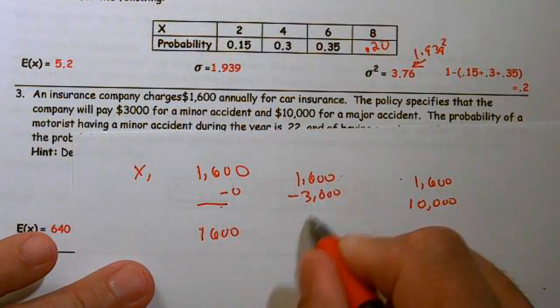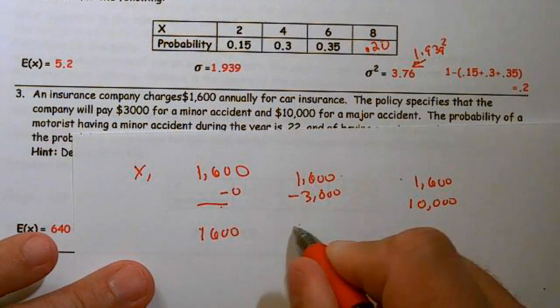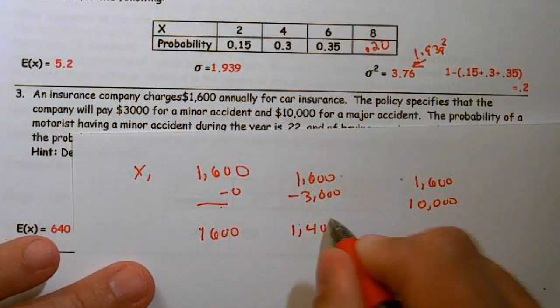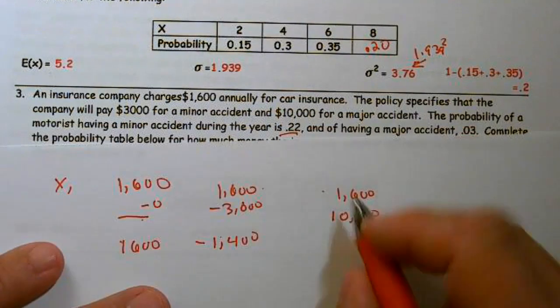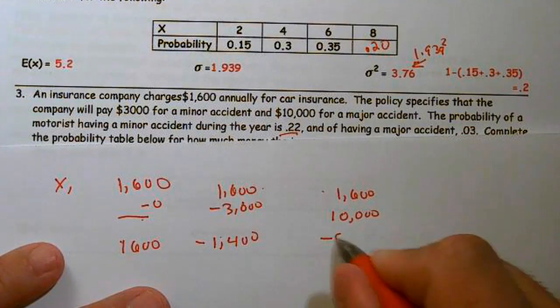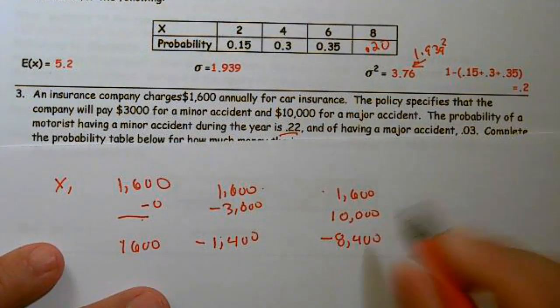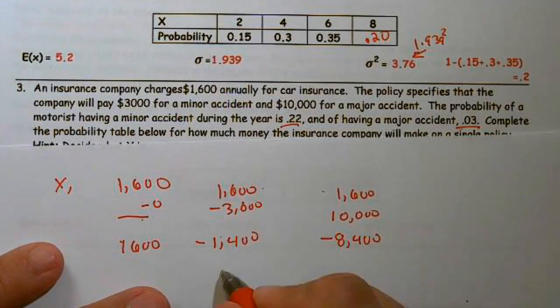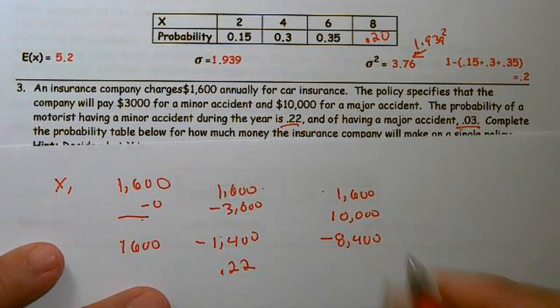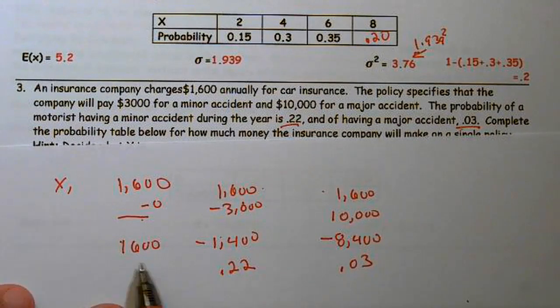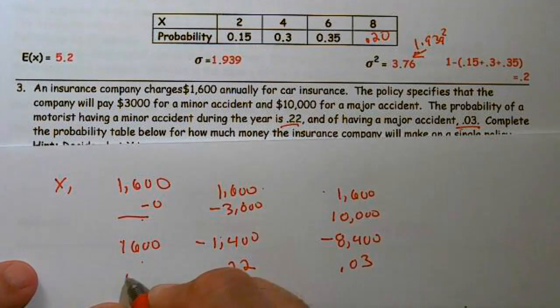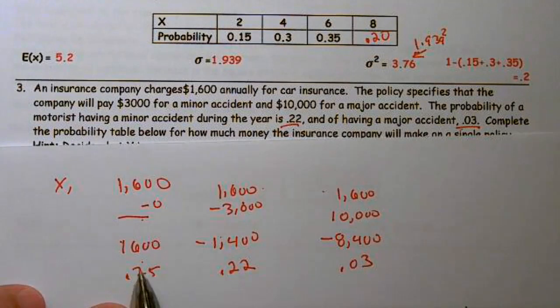So in this case, if you don't have an accident, they make $1,600. If you have a minor accident, they're going to lose $1,400. That's a negative $1,400. And if you have a major accident, they're going to lose $8,400. Now, they told us the probability of a minor accident is 0.22. The probability of a major accident is 0.03. So the probability of not having an accident is going to be 1 minus that, which is 0.75, because this has to add up to one whole to make a valid probability distribution.